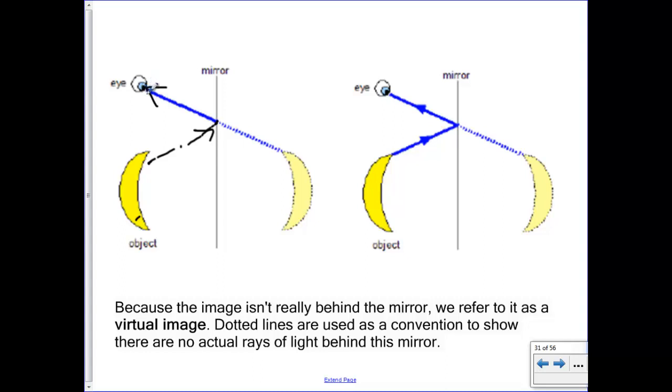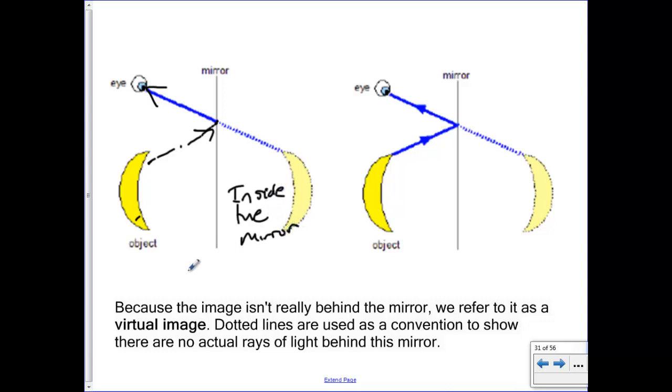Now, when you perceive this object, even though it is technically next to you, you are going to perceive it as though it's over here. Because when you see it in a mirror, it's going to seem like it's inside the mirror. Does that make sense at all? So we call that a virtual image, because what you're really seeing is an object inside the mirror.